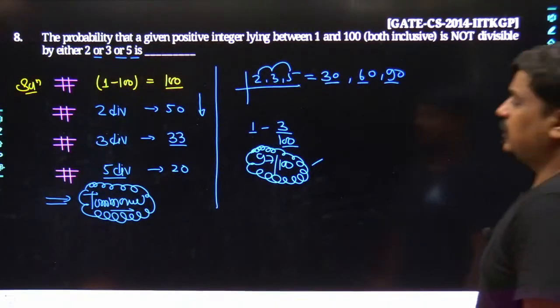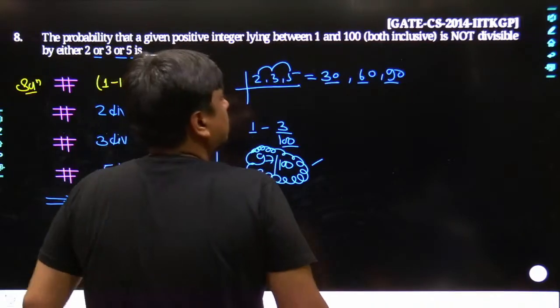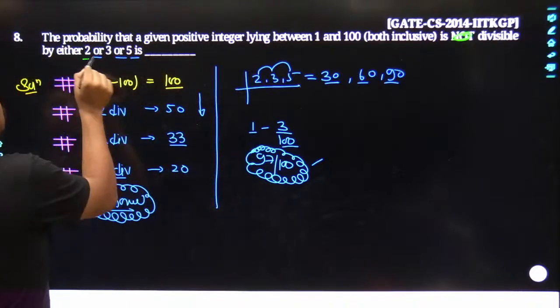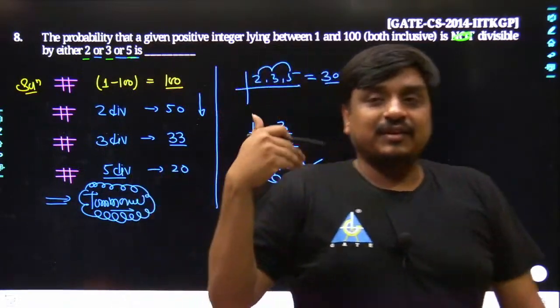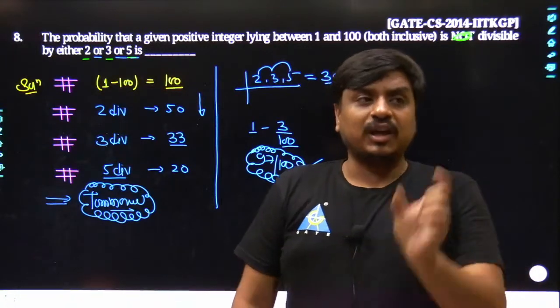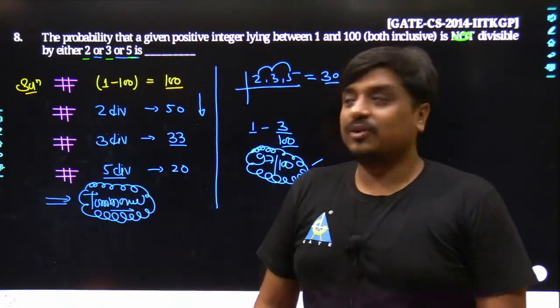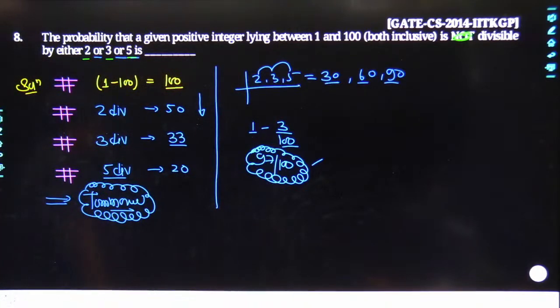Now you do one thing. Take one problem as homework. The probability that a given positive integer lying between the given limits is divisible by either 2 or 3 or 5. Now it becomes a perfect problem. If it is divided by 2, then also okay. If it is divided by 3, then also okay. If it is divided by 5, then also okay. If it is divided by 2 and 3, then also okay. 3 and 5, then also okay. And 2 and 5, then also okay. In that case, you would have to go through this long process.